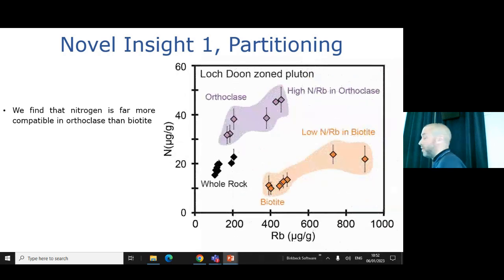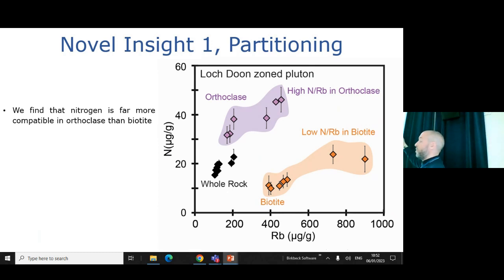And when we look at it, rubidium is more compatible in biotite than orthoclase. So saying nitrogen behaves like a large ion lithophile isn't true. It's not accurate. It's behaving like potassium, not rubidium. So we don't presently know if this is because rubidium competes. There's an exchange equilibrium going on. Rubidium's happier in biotite. Maybe between those sheets, the size is bigger, and rubidium's a big atom.